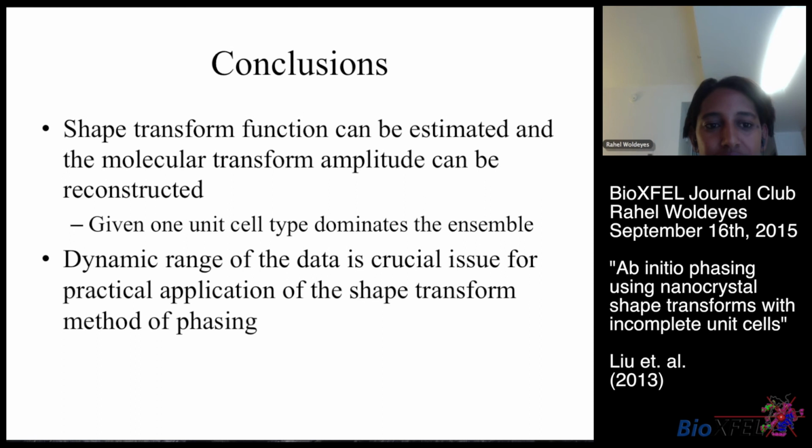So in conclusion, what this paper showed was that the shape transform function can be estimated, and the molecular transform amplitude can be reconstructed using the method that they described. The main point they made was that this can only happen if one unit cell type dominates the ensemble. They also pointed out that the dynamic range of data is very crucial for the application of their approach, which they address, and which will become very important.